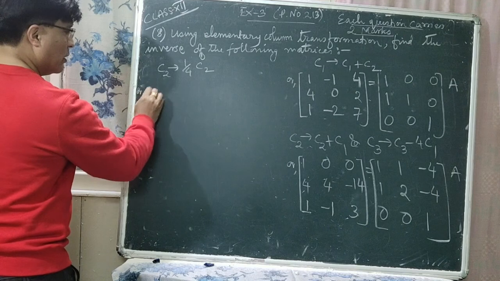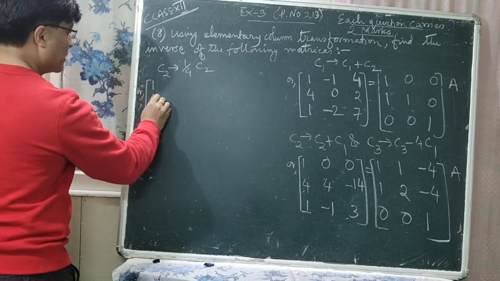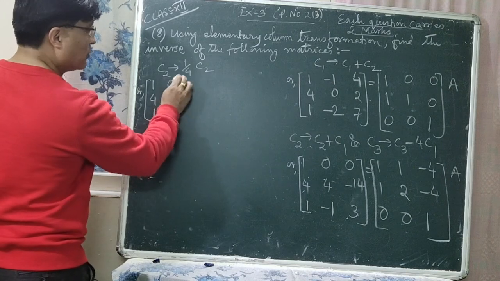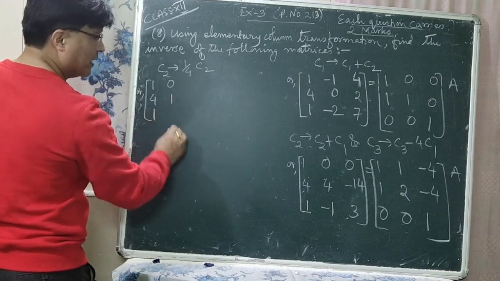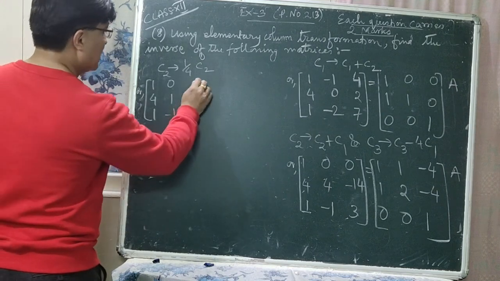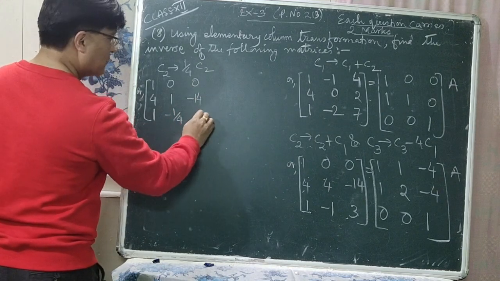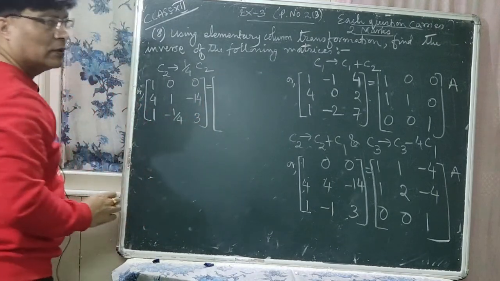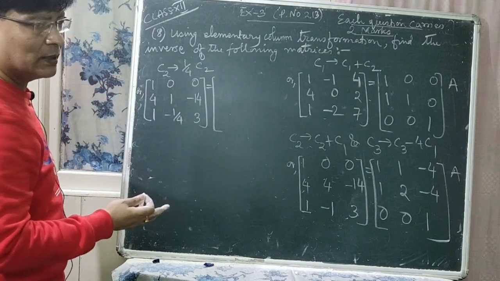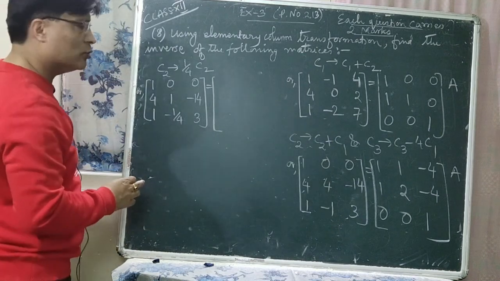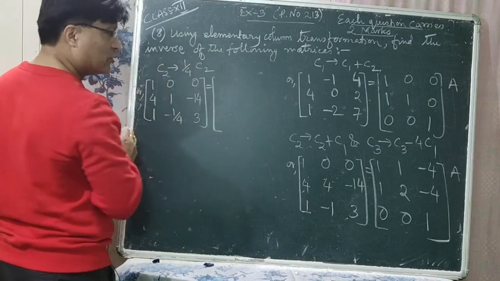Right? So the first column remains the same: 1, 4, 1. The second column changes: 0 into 1/4 is 0, 4 into 1/4 is 1, minus 1 into 1/4 is minus 1/4. Then this is 0, minus 1/4 and 3, which is equal to. So on the right hand side also in the matrix, you should change column 2 by writing 1/4 into C2.